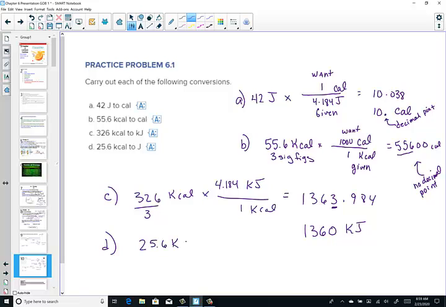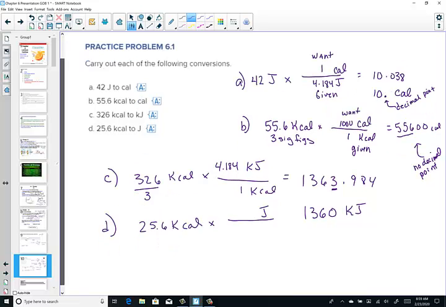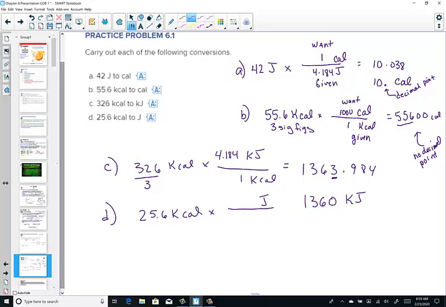25.6 kcals times, let's see, we want joules. So this is a good one. We actually need 2 conversions, don't we? Because our conversion says a kcal to a kJ, I can get there, and so I have to give myself a little more room. So let me just rewrite that answer. Yeah, this will work for us.